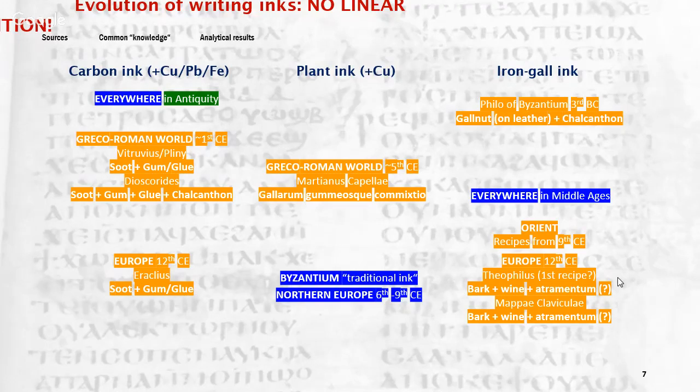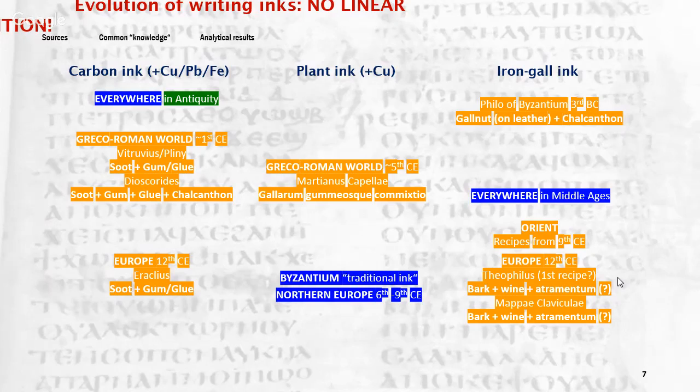Plant ink, well, I came across a recipe of plant ink that was always pointed out as a recipe of iron gall ink, but I really don't think it's iron gall ink. It comes from the 5th century, again, Greco-Roman world, a treatise from Marcianus Capella, and it speaks about gallarum gummeosque commixtio. Maybe some of you speak Latin, however, here we have gallarum, gall nuts, gummeosque, gum, commixtio, a mixture, that's it. This cannot be iron gall ink.